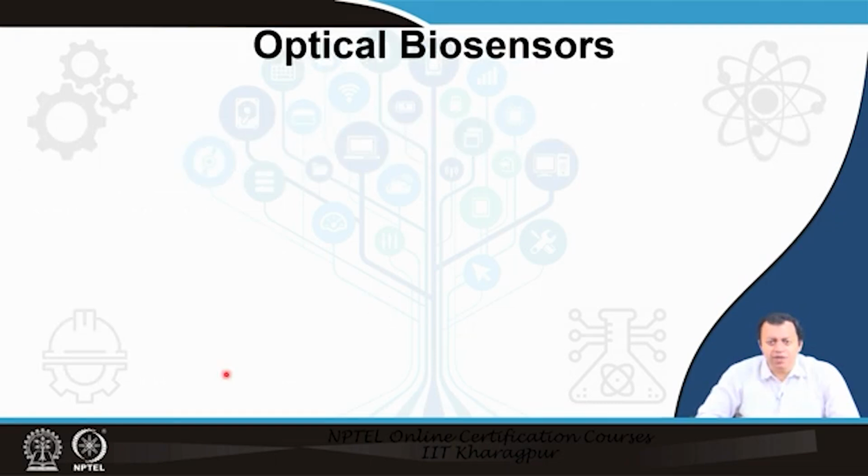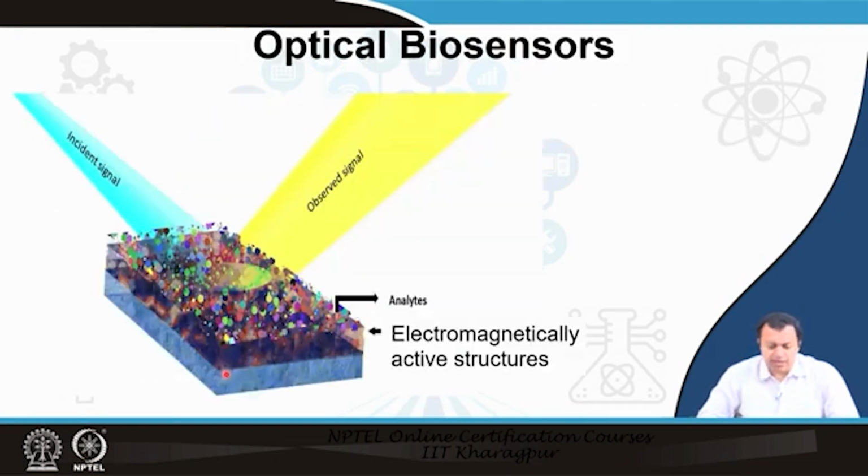We are mostly interested in optical biosensors because this is a photonics class at the end of the day. So, what happens in most cases, you have electromagnetically active structures that have a particular optical response when they have incident light on top of them, right. They have a particular refractive index, they have a particular optical response, they reflect a specific amount of light when they are excited with a particular light. You can consider it as fluorophore, fluorochrome, etc. When this electromagnetically active structure is covered with analyte, right, the observed signal changes from its native signal.